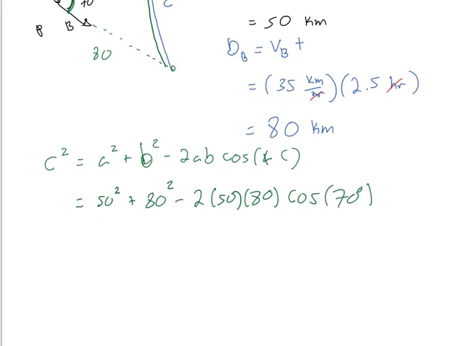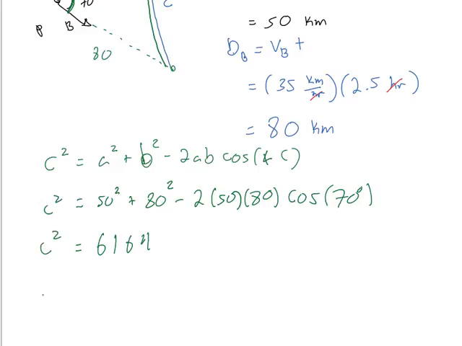Now, 70 degrees is not one of the major angles on the unit circle, so we're not going to have this solution memorized. Instead, we'll turn to our calculator, we'll plug in, making sure that we're in degree mode, and we'll find that when all of this is entered, it works out to about 6,164 square kilometers.